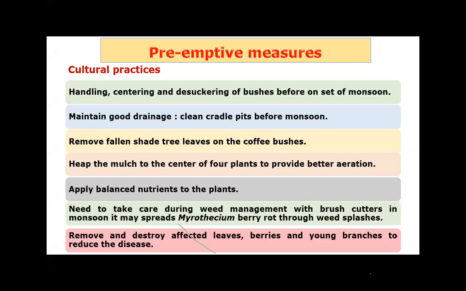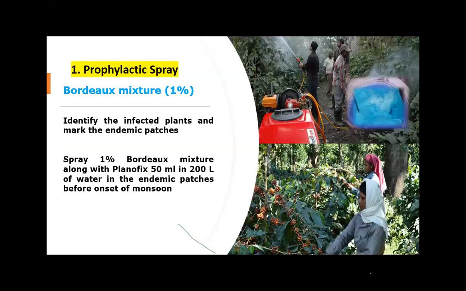Before the onset of monsoon, we can easily use the weed cutters, and then remove and destroy the affected leaves and berries, if at all it is there, even in the mid monsoon. If you see anything, affected leaves or berries with black rot, or rotten berries, or young branches, it has to be removed to reduce the further spread of the monsoon diseases. And then to contain this disease, normally Coffee Board recommends a prophylactic spray of 1% Bordeaux mixture.